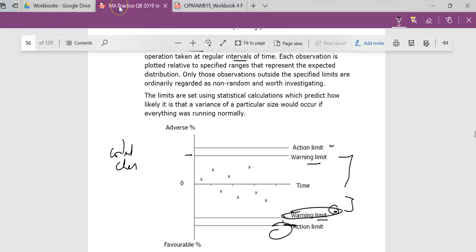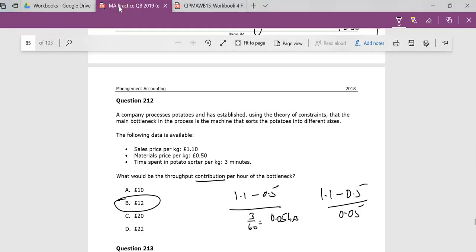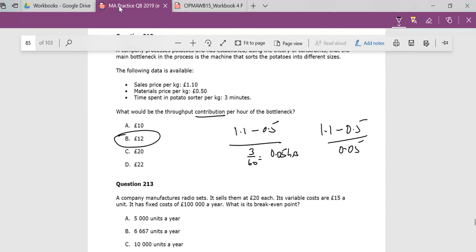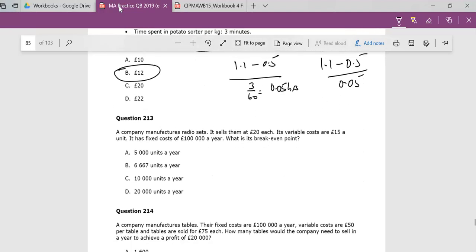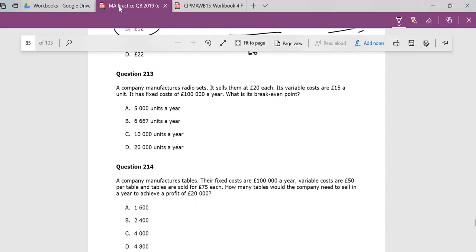Okay, great. Let's go into 213. So we'll do 213 till about 216, because those questions are on contribution and break even. This is a great topic. It's just so straightforward. It's literally, we need to cover our fixed costs.